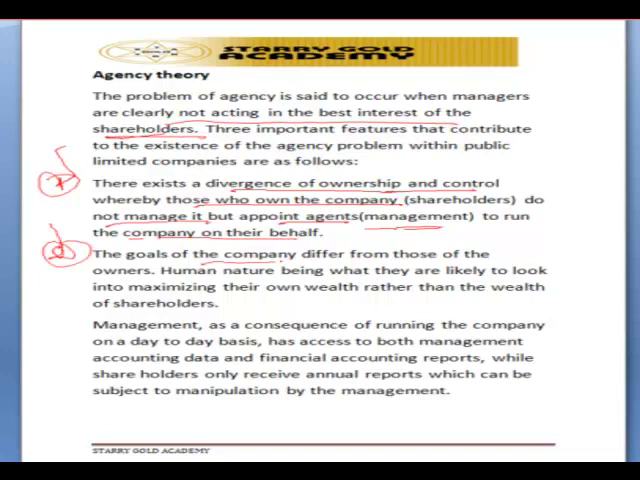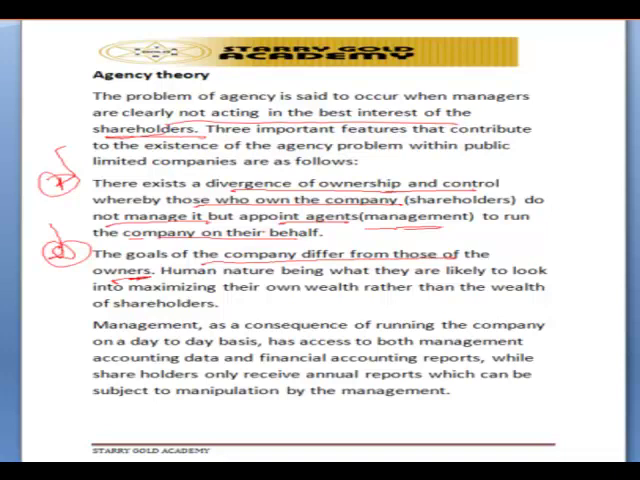Number two, the goals of the company differ from those of the owners. What do we mean by that? The goal of the company could be survival. The owners of the company may just want to maximize shareholders' wealth. The goal of the company could be expansion or more detailed strategic objectives, which may not be in line with the goal of the owner of the company. So there is always a conflicting goal between the owners of the company and the company itself.